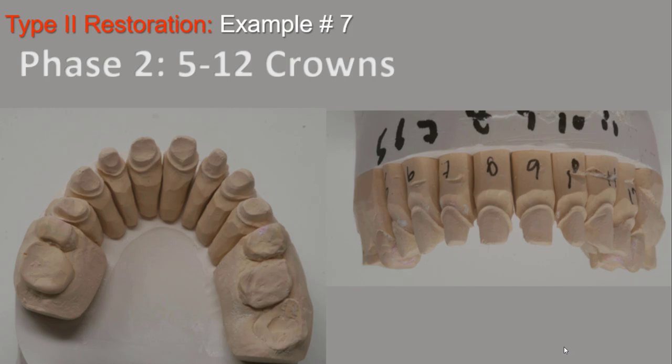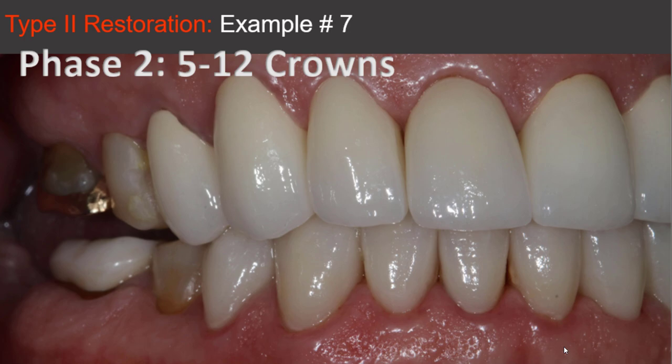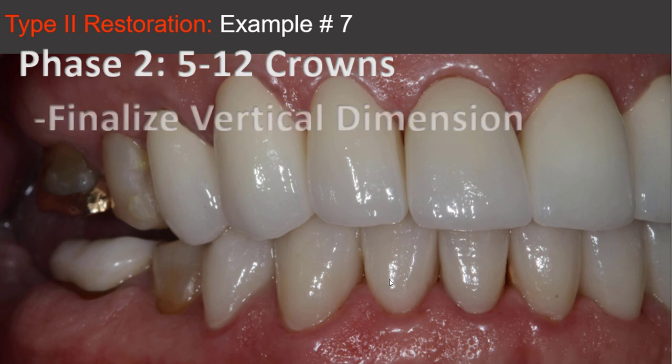Okay, so here's our upper. We did 8 teeth, and then we went ahead and delivered those. Conservative margin placement, and if you look at the back, you can see how much we've opened the vertical dimension. They're pretty significant in this case.